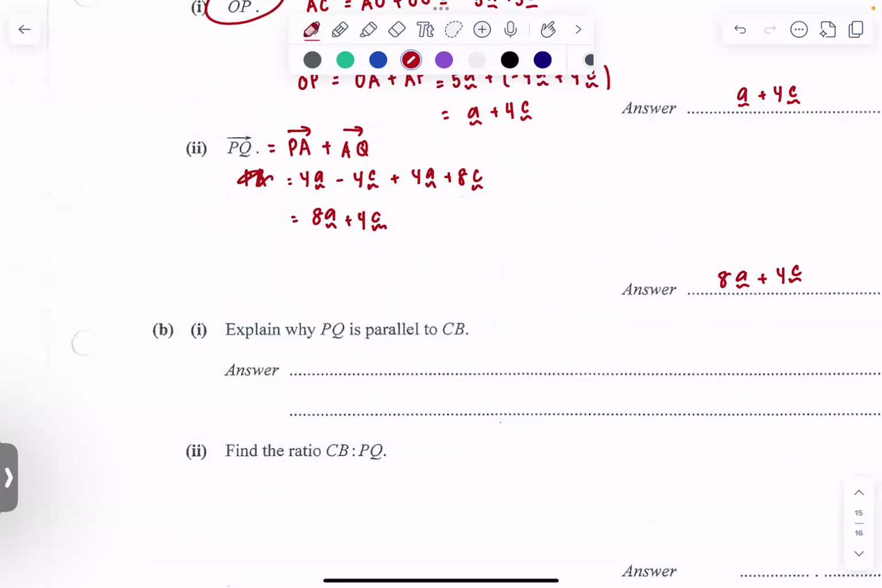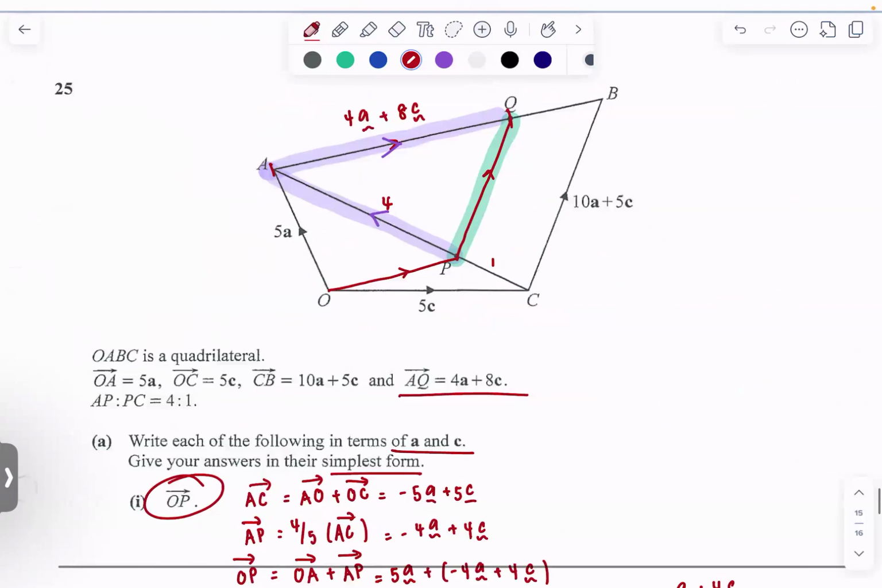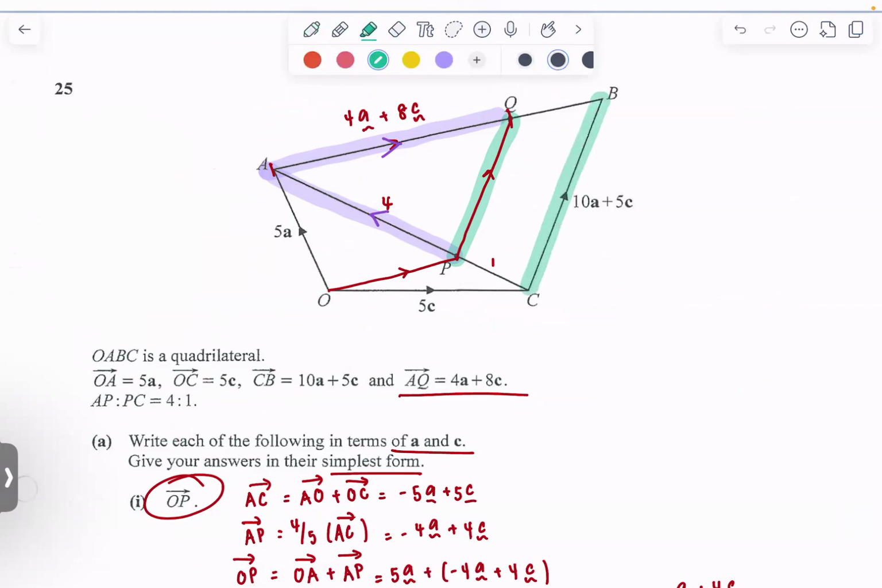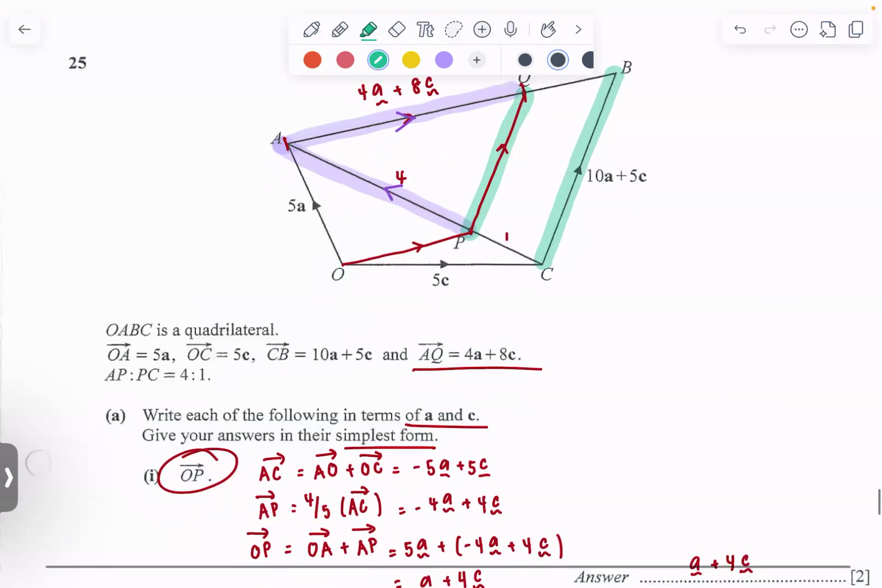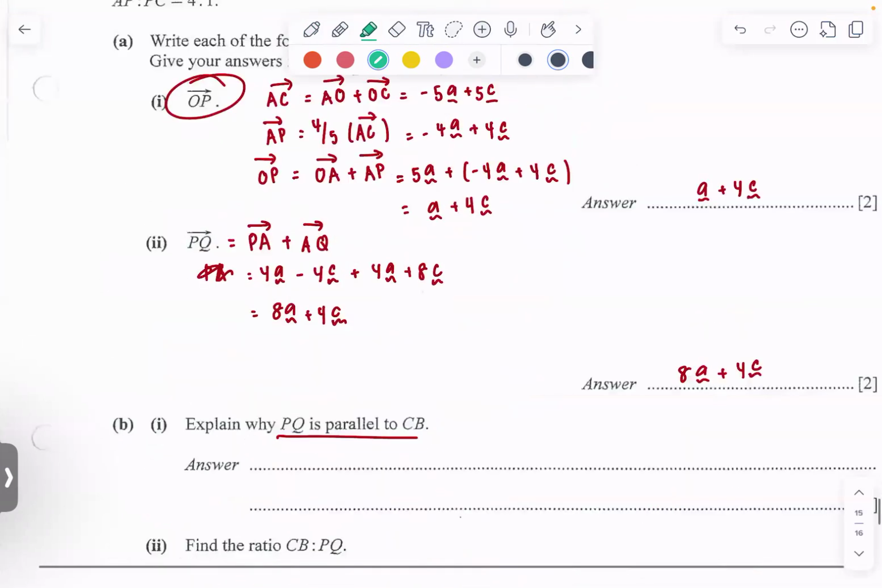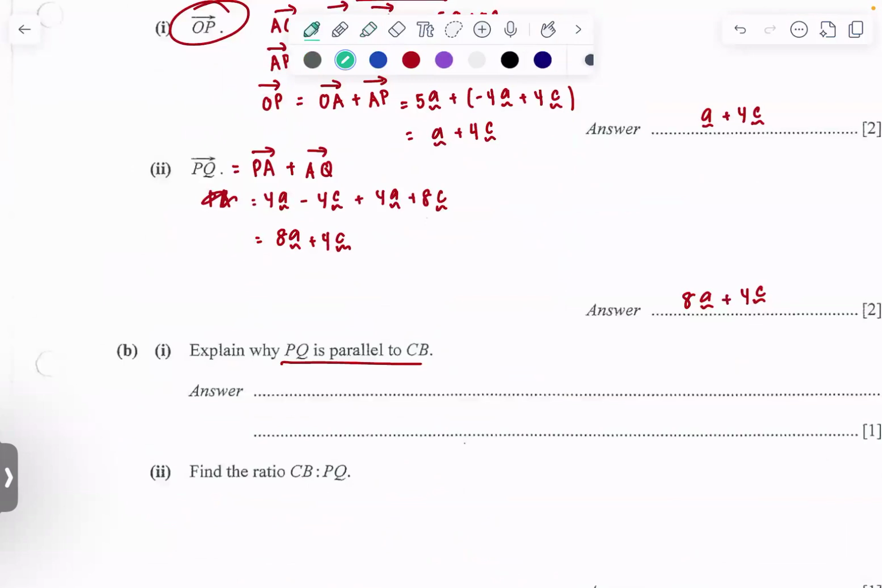Part b(i). Explain why PQ is parallel to CB. Where is PQ? CB. Okay. They want you to explain why these two green lines are parallel to each other. And from the question just now, question 23, we know that for two lines to be parallel, their vectors must be the same, right? Or they must be a factor of each other or multiple of each other.